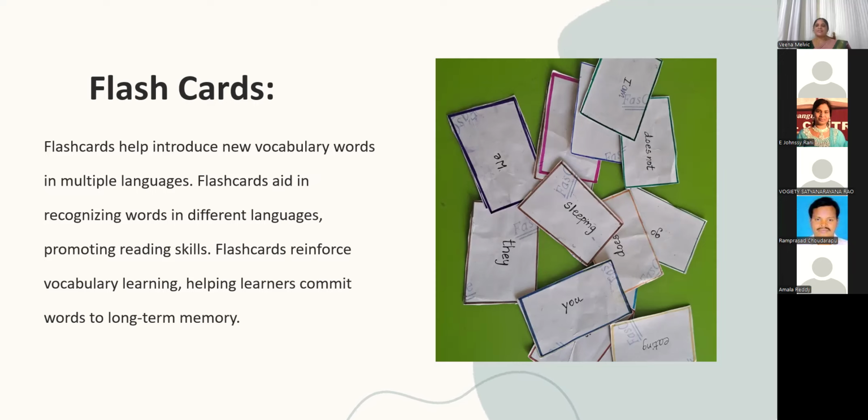They actually participated. So one set I have prepared the flashcards in mother tongue, and another set I have prepared in English. So they matched the flashcards with the respective meanings, the antonyms, synonyms. So that type of flashcards also I have designed.